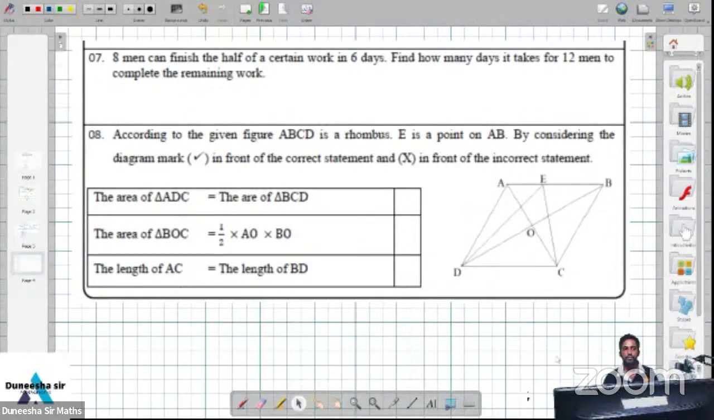Eight men can finish half of a certain work in 6 days. Find how many days it takes for 12 men to complete the remaining work. You know how to do the men-days questions.